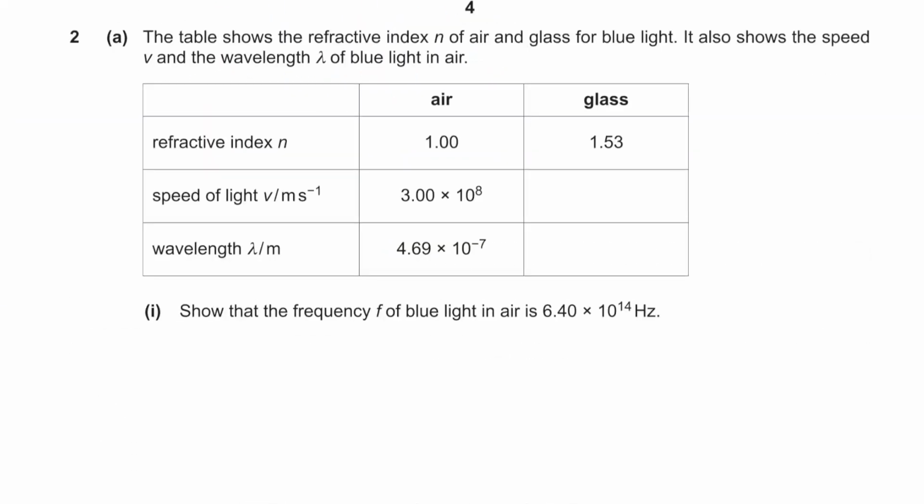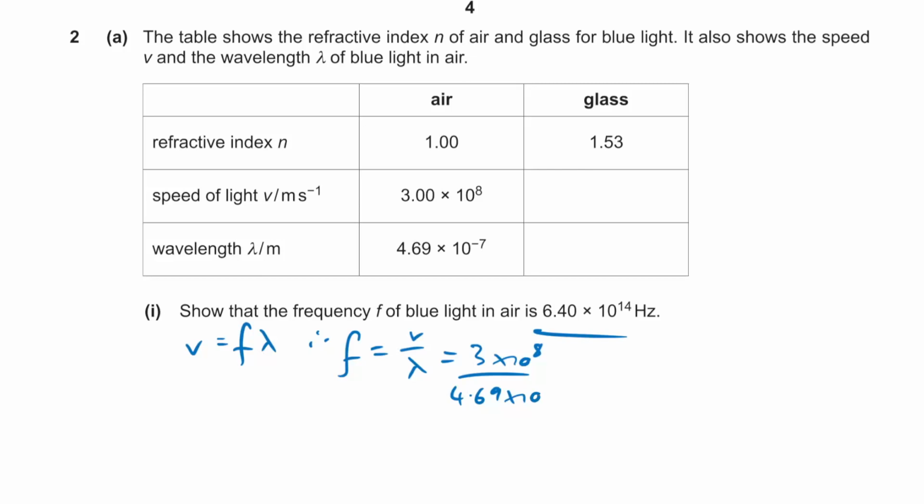Question 2, we have refractive index, we have speed of light. Okay, so the frequency f of blue light in air is about that. Okay, so v is equal to f lambda. So therefore, if we're looking for f, f is equal to v over lambda. So that's 3 times 10 to the 8 divided by 4.69 times 10 to the minus 7. So I'm just going to pop the 7 on top there. So times by 7, that's the opposite. So therefore, this just ends up becoming times 10 to the 15.